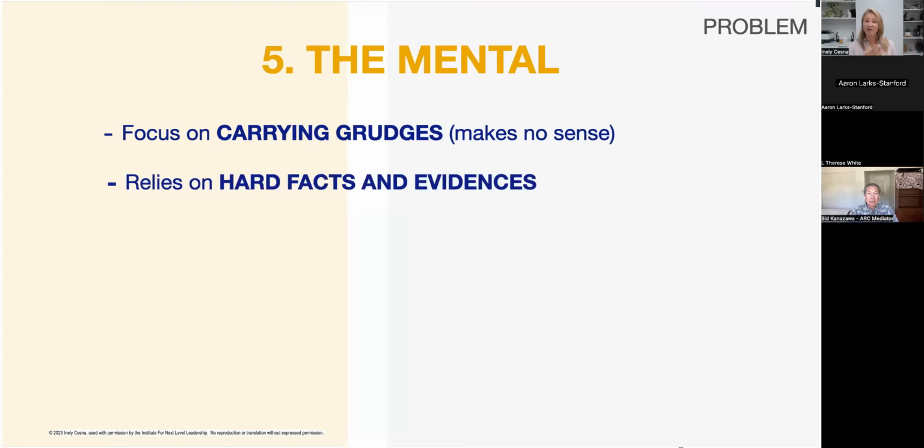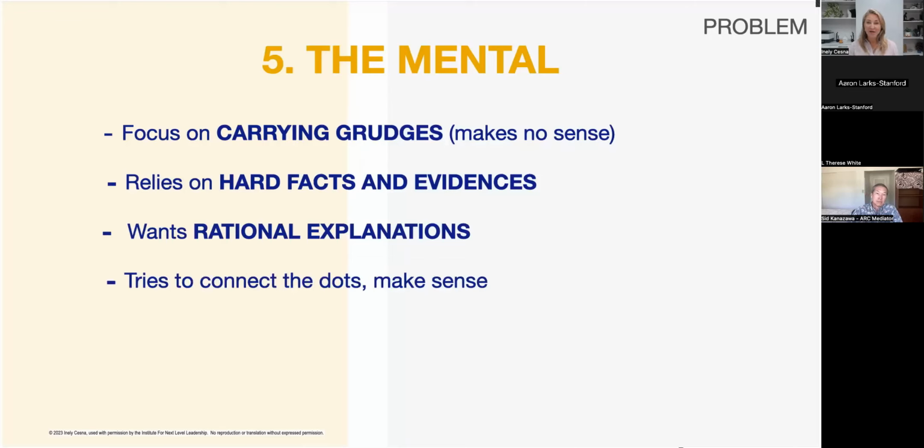We want to rely on hard facts and evidence. I think being a lawyer, we are kind of trained on seeing life through hard facts and evidence. If it's not in the evidence, it's not in the world. And so there is a tendency here to rely harshly on facts and evidence. We want rational explanations. We want something that makes sense. We're trying to connect the dots.